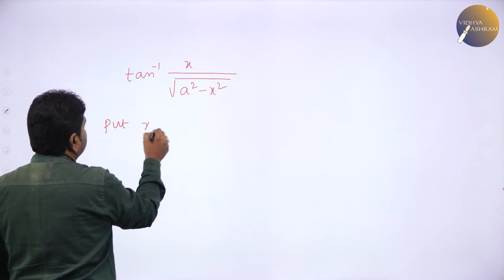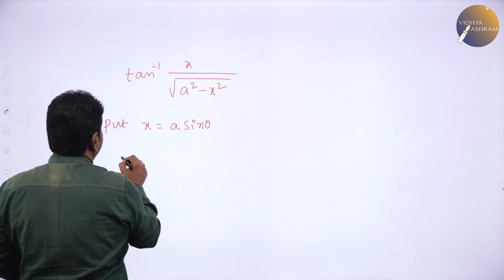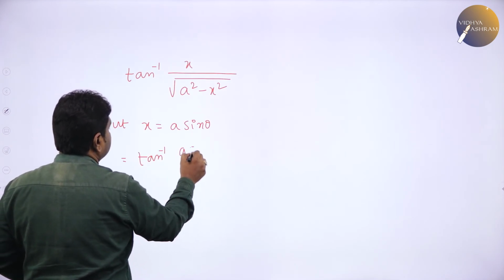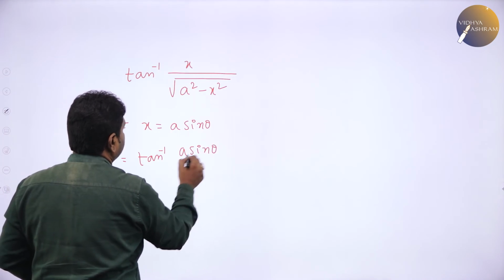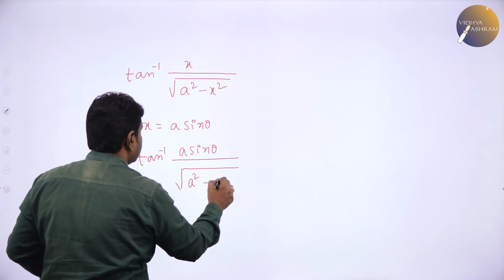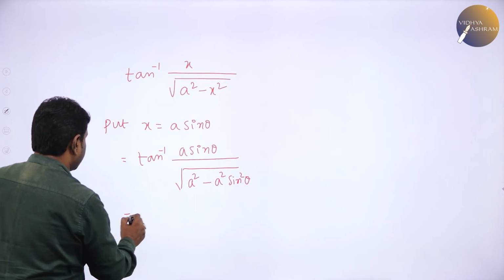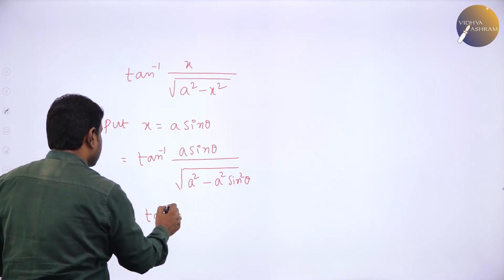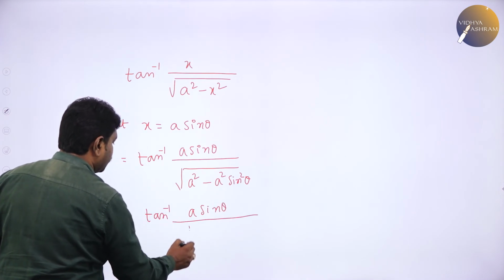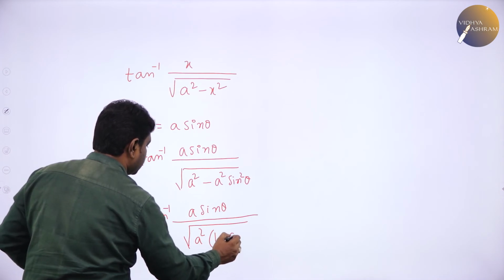How to decide? Yesterday I gave a table of substitution, x is a sin theta. So the given problem becomes tan inverse of numerator a sin theta divided by denominator root of a square minus a square sin square theta. Further simplifying, it will become tan inverse of a sin theta divided by, take a square common under the root, so it will become 1 minus sin square theta.